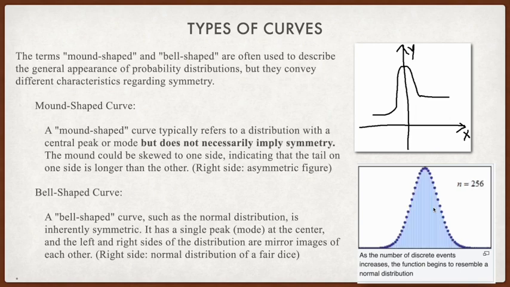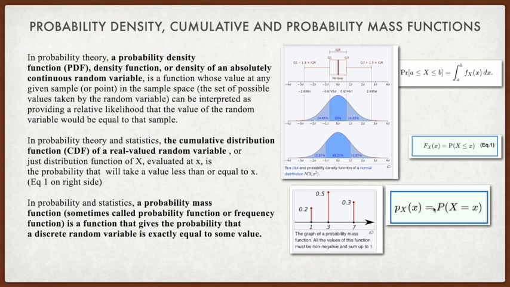Probability density, cumulative, and probability mass functions. The probability density function and cumulative distribution function are mainly for continuous random variables. First we will see the probability density function. It is a function whose value at any given sample or point in the sample space can be interpreted as providing a relative likelihood that the value of the random variable would be equal to that sample.